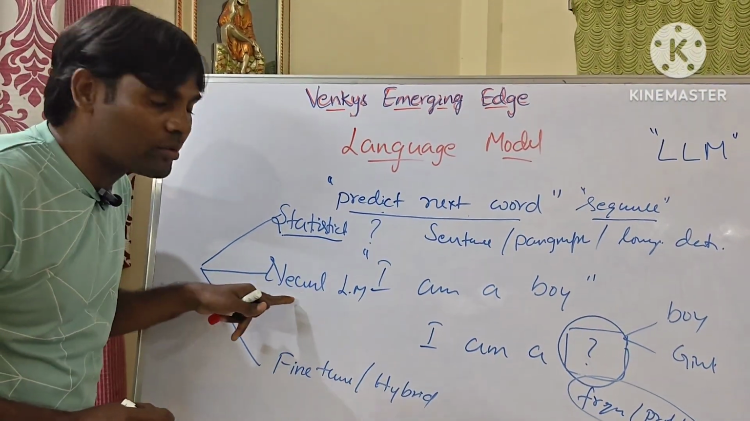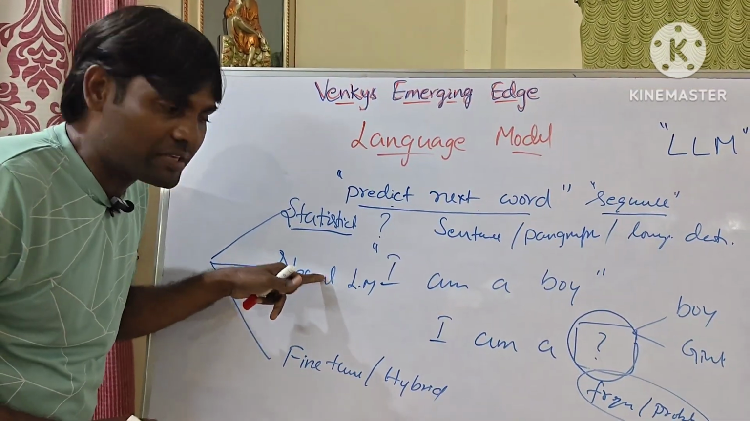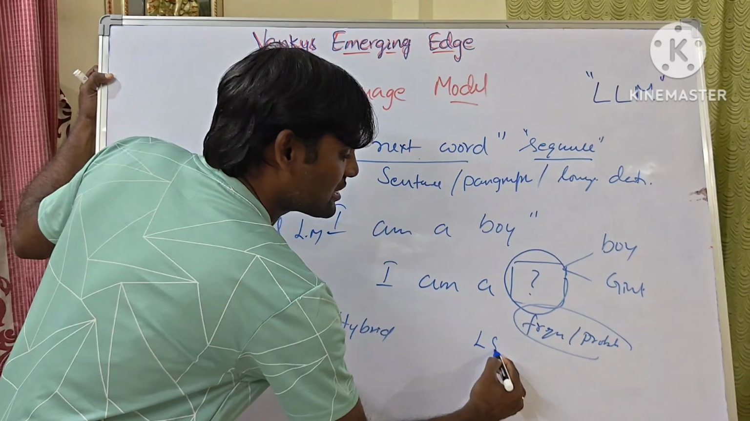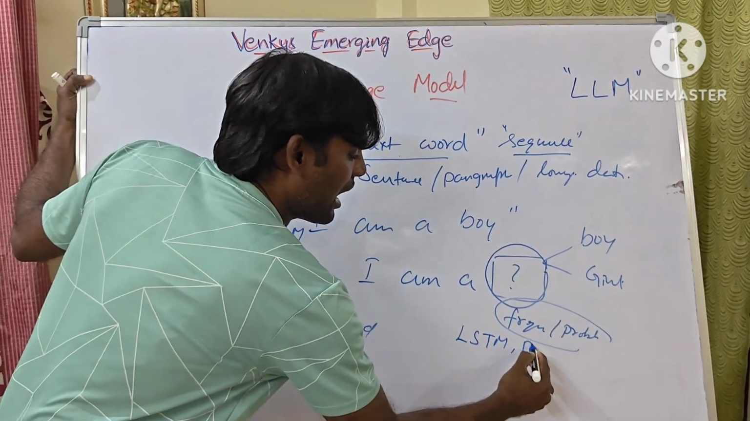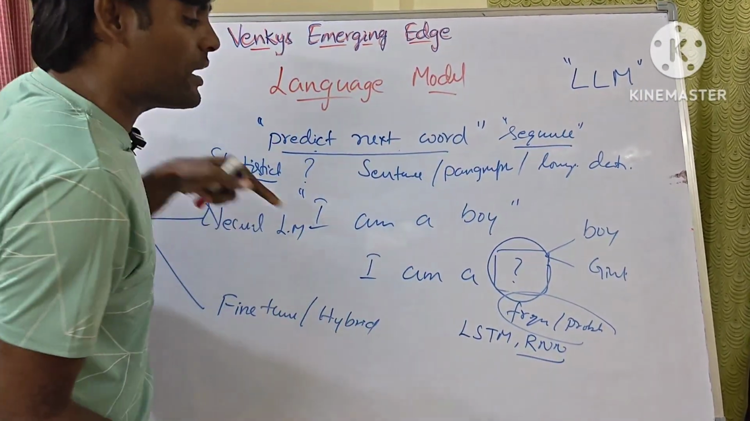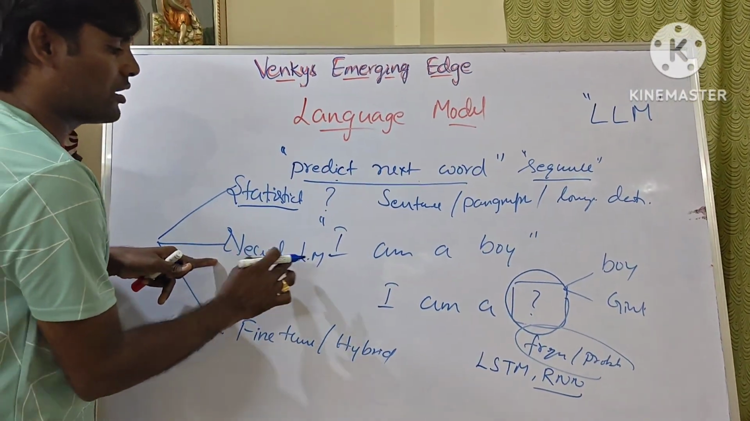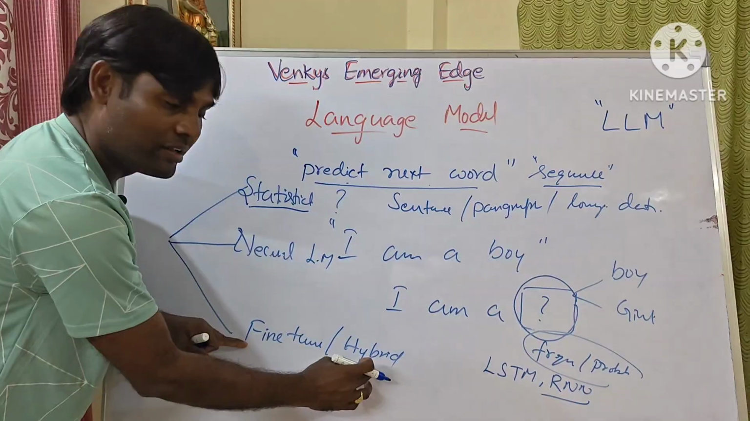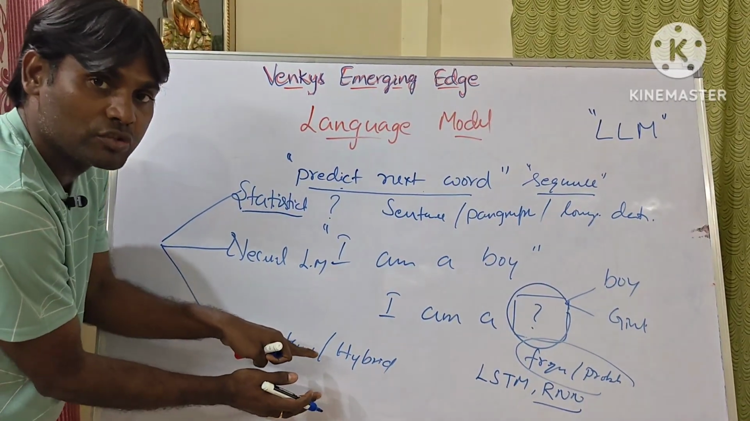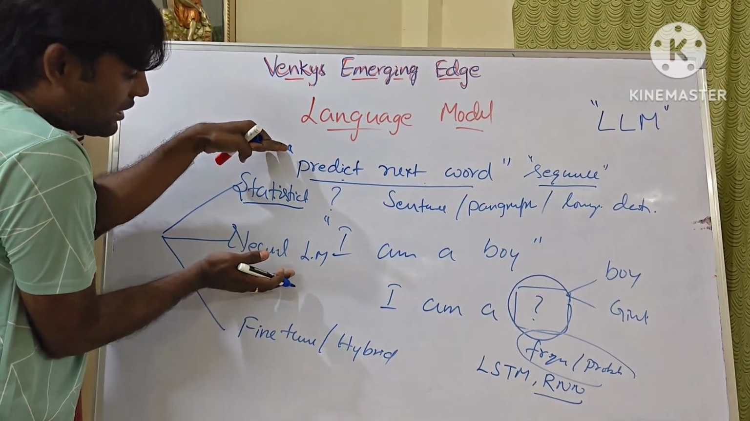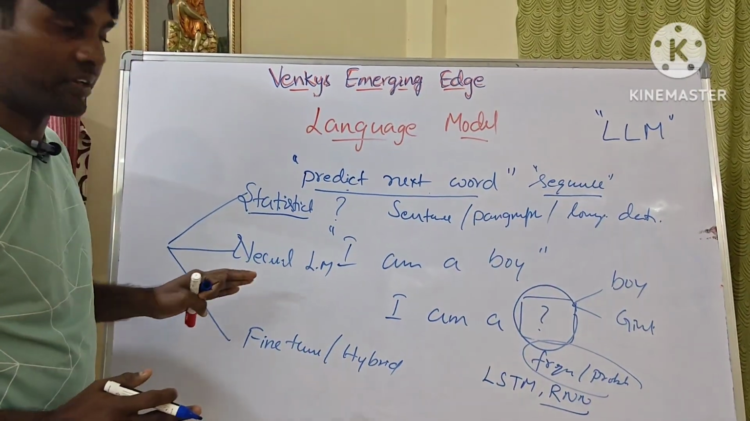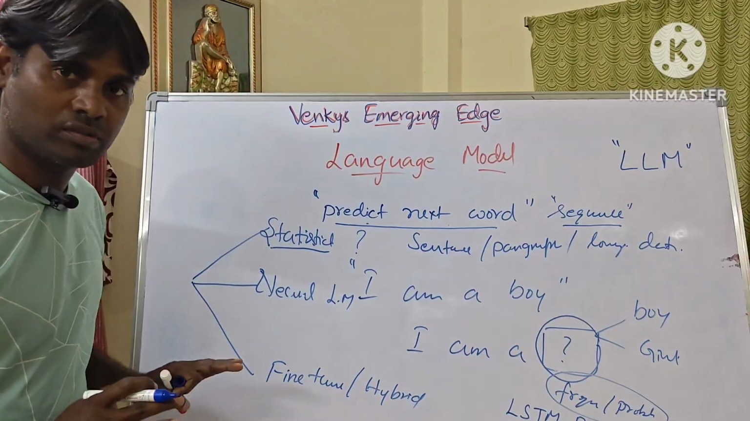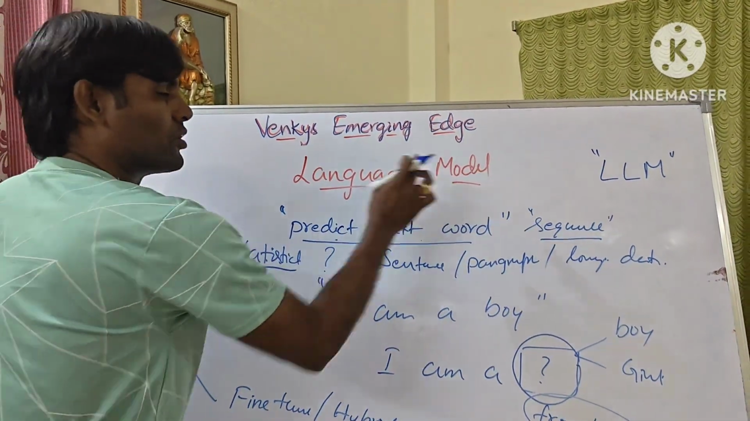But what about the neural network model? The neural network model predicts the next word by using LSTM and RNN, different types of deep learning techniques. That's why this is called a neural network language model. With fine tuning and hybrid, based on the situation and the problem statement, we sometimes combine these two different techniques to make different types of models or algorithms. These are three different types of language models.